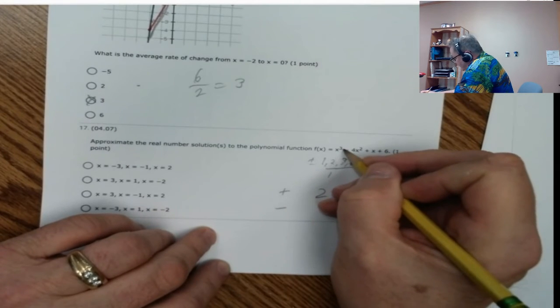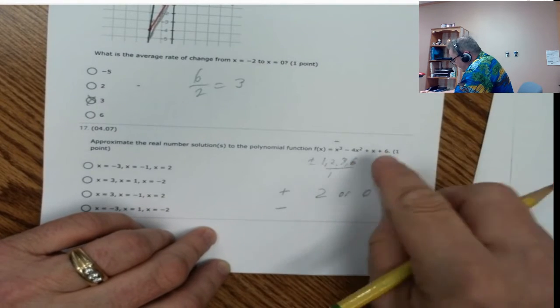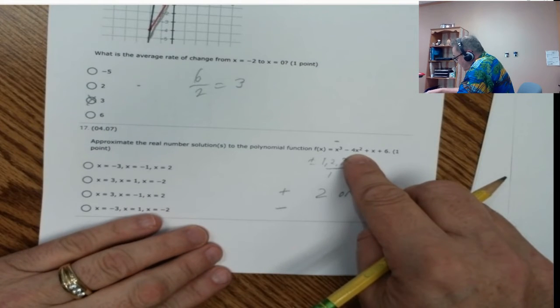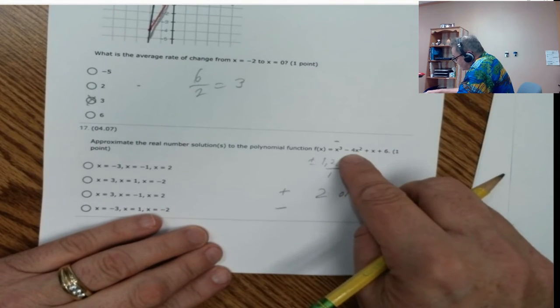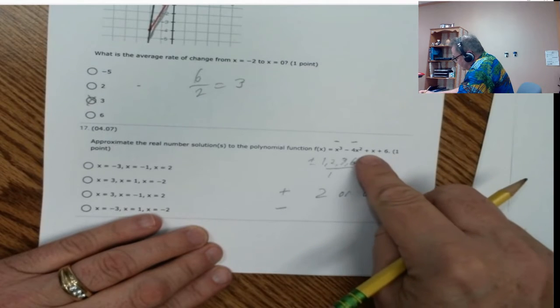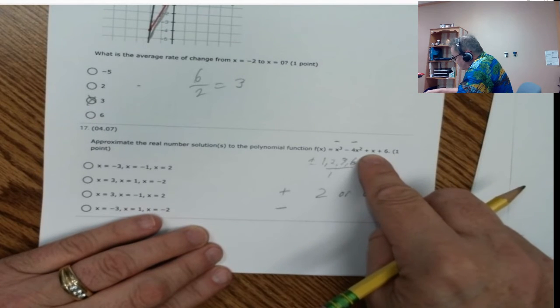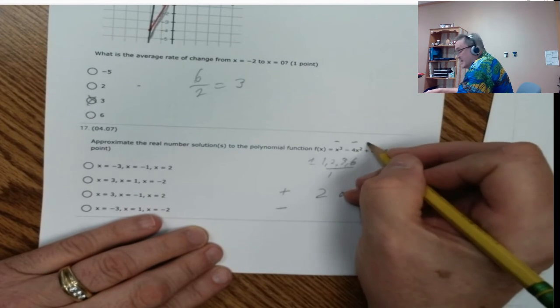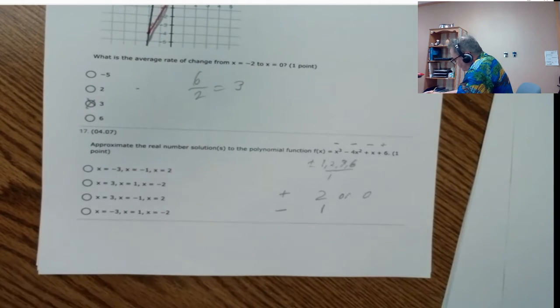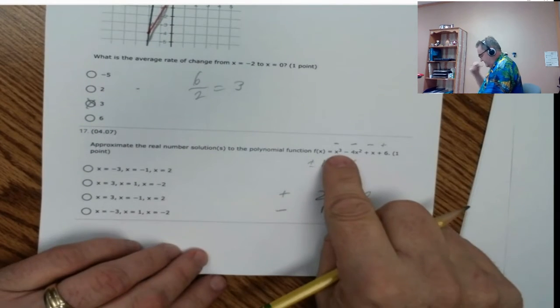Negative, if we substitute negative x in there and take it to the third power, that's going to be a negative. If we substitute a negative in for x squared, negative x squared is going to be a positive again. So it's still going to be negative 4 times a positive. That's going to be a negative. That's going to change to a negative because we substitute negative x in, that's going to be negative x, and then a positive. So that means there is one negative root.